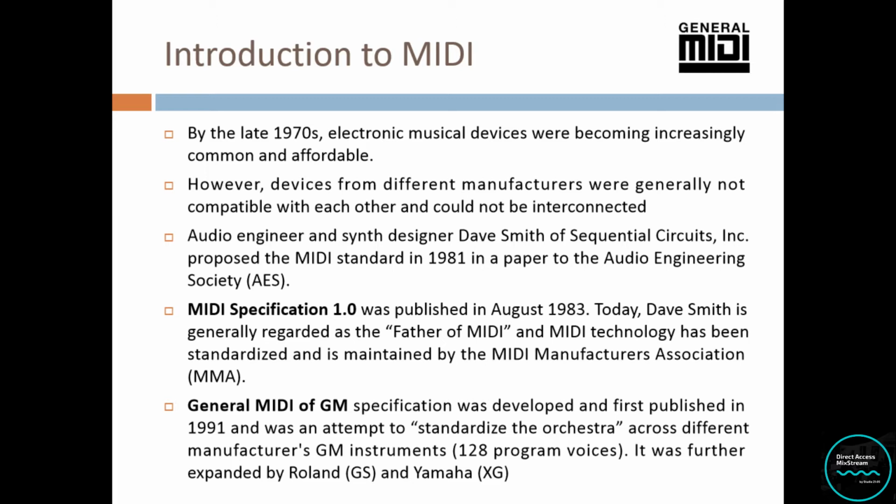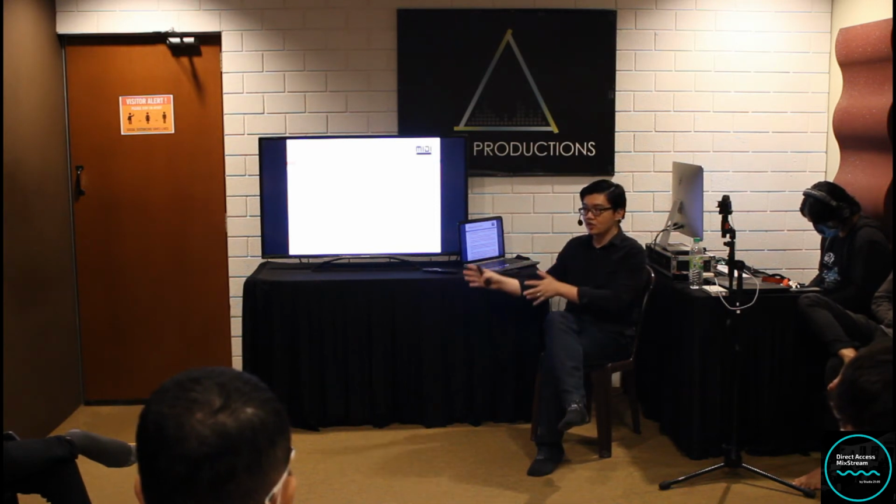So what happens is that across all the different manufacturers, GM instruments will only have the 128 program voices. So you have your 128 GM presets. Anywhere you go, any machine, it's going to be standardized to that. Whether you're on a Korg or a Yamaha, you go to that GM patch 001, it'll always be that same piano sound. So it helps to standardize, see?